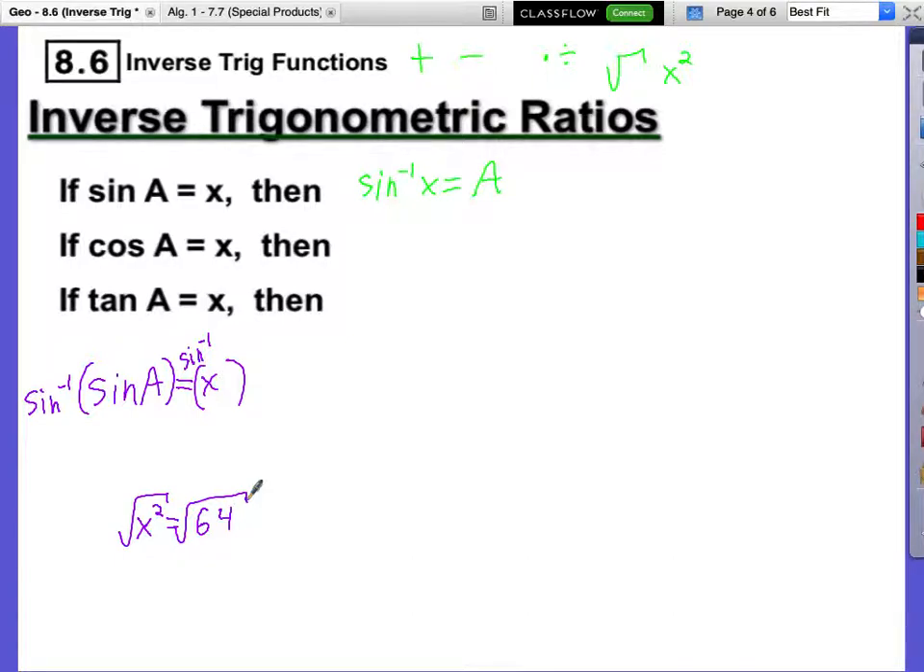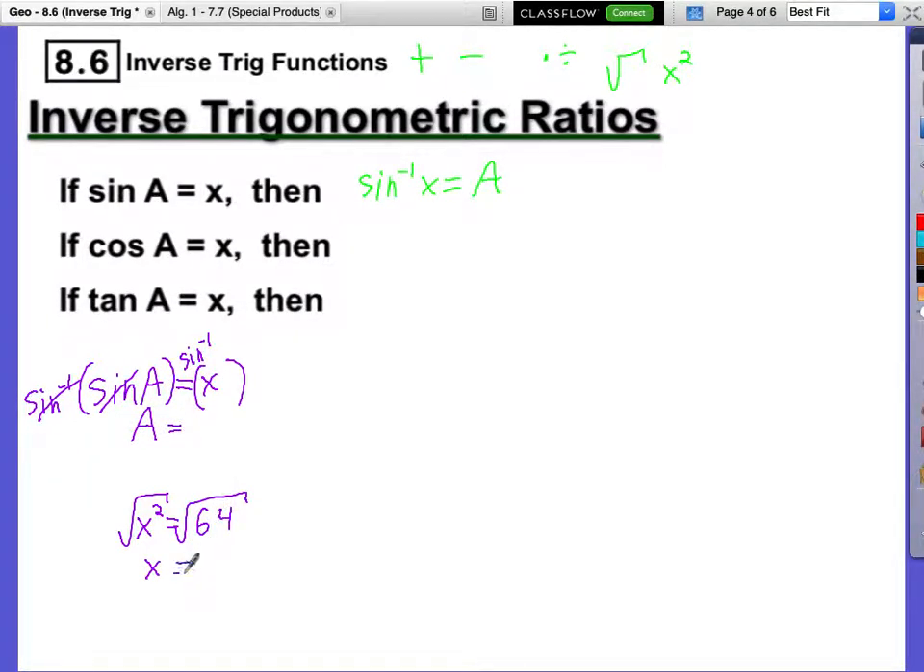So here, what happens with the square and square root? They undo each other and we're left with just x, right? So what do you think is going to happen with sine and inverse sine? They're going to undo each other, and we're just going to be left with angle A.